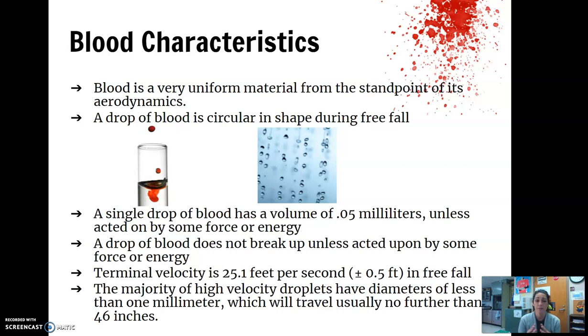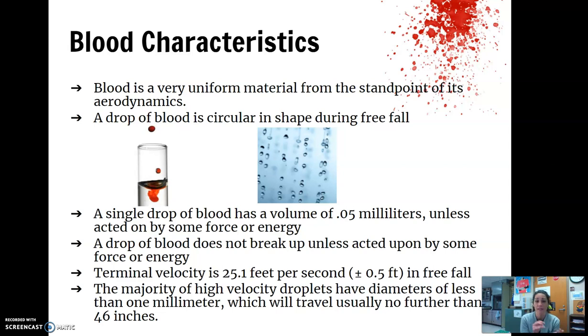A single drop of blood is a very, very, very small amount, 0.05 milliliters. So if you've been in chemistry, you've measured out in milliliters. And a milliliter in one of those little graduated cylinders is only about this much. So maybe like the width of your pinky in one of those little skinny graduated cylinders. So think about 0.05 of that one. That's a really small amount. It doesn't break up unless something forces it to. So it's going to stay in that droplet form.